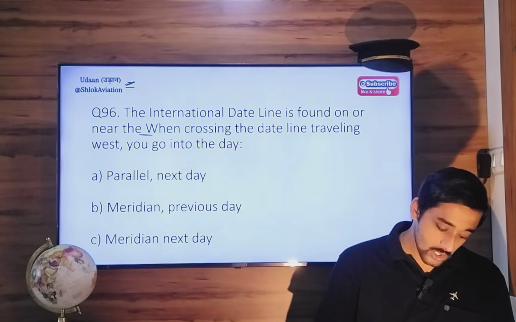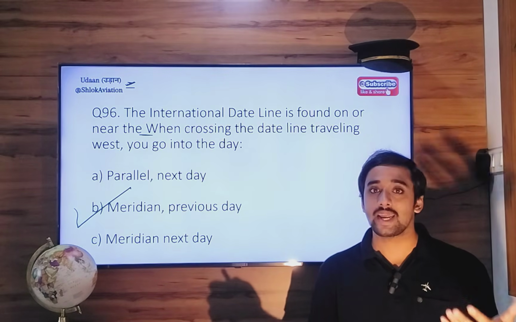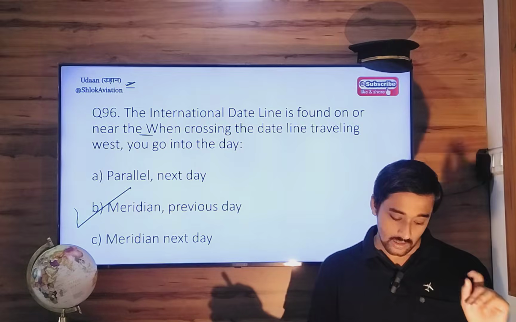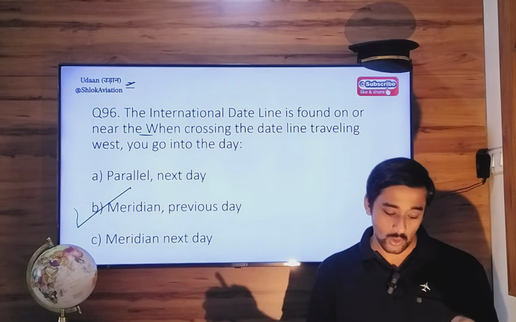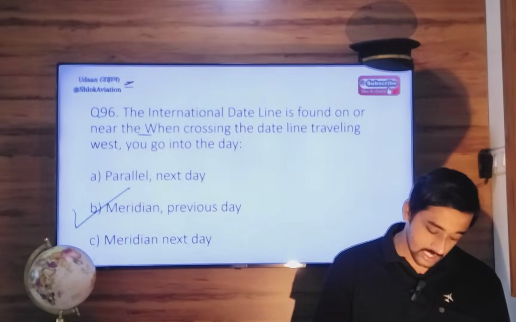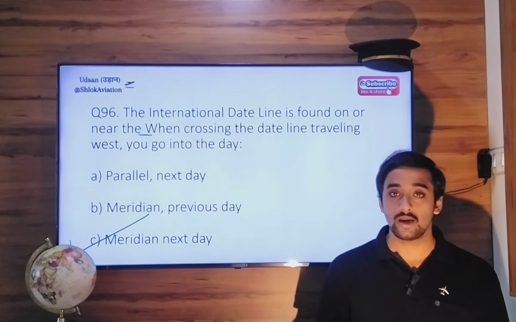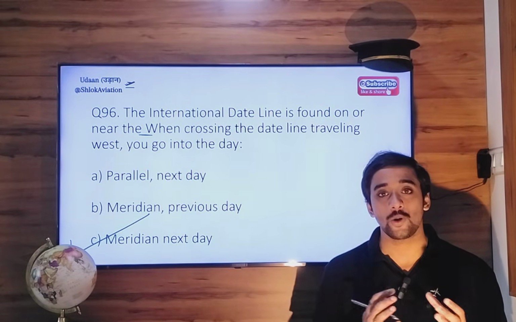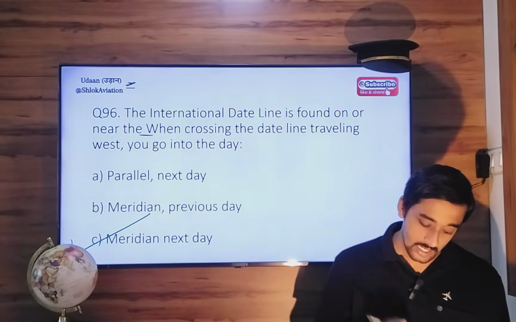So the correct answer is option Bravo. The international date line is nothing but found on a meridian, not a latitude. Okay, so meridian, and when you cross that date line traveling west, you enter the next day. Option Charlie, okay, because eastern longitudes are going to be ahead in time compared to the western longitudes. So you enter the next day.